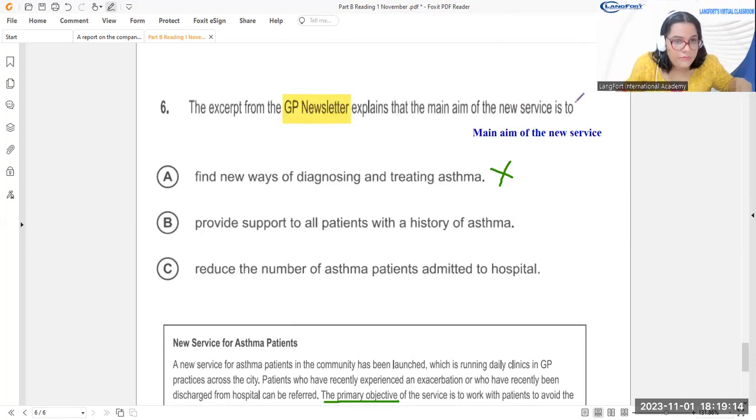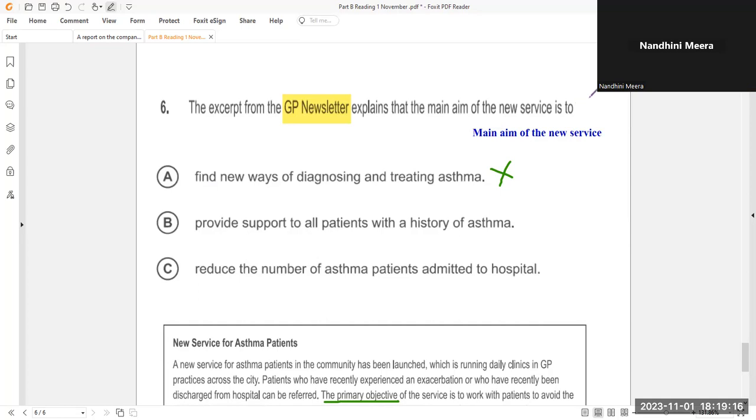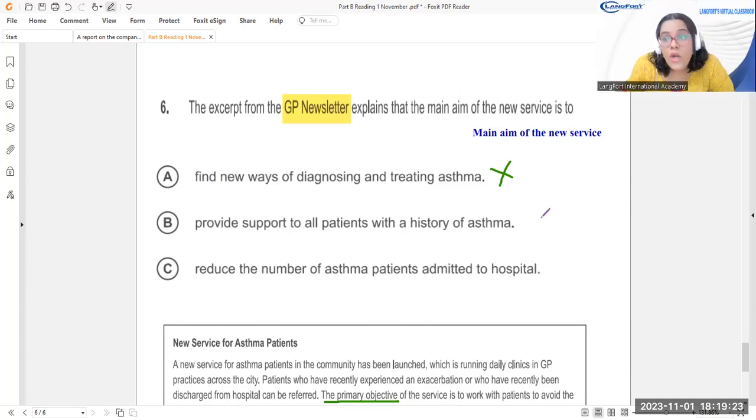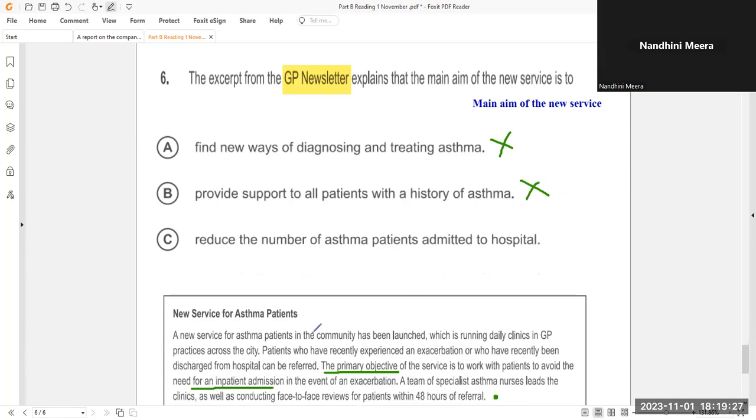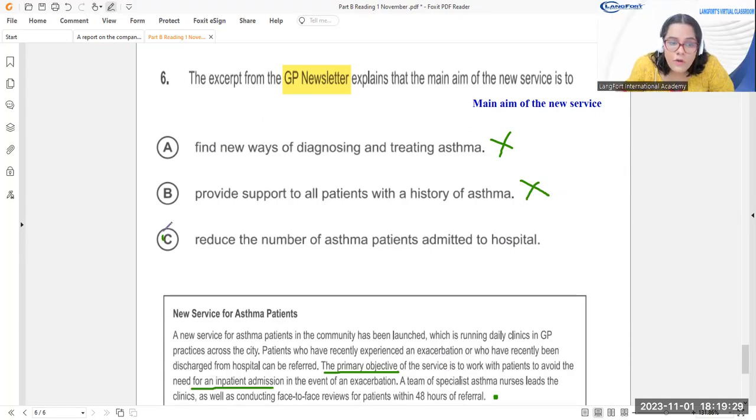The excerpt from the GP newsletter explained that the main aim of the new service is to provide support to all patients with a history of asthma. Are they providing support to all the patients who have a history of asthma? No, ma'am. Is that the main objective? No. So the main objective they've given here. So of course, option C is the answer.